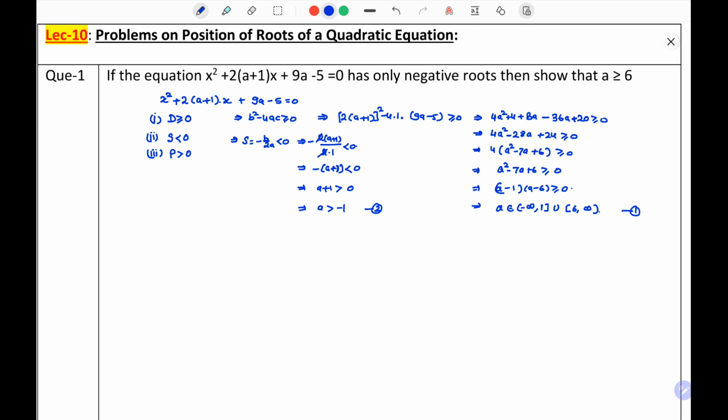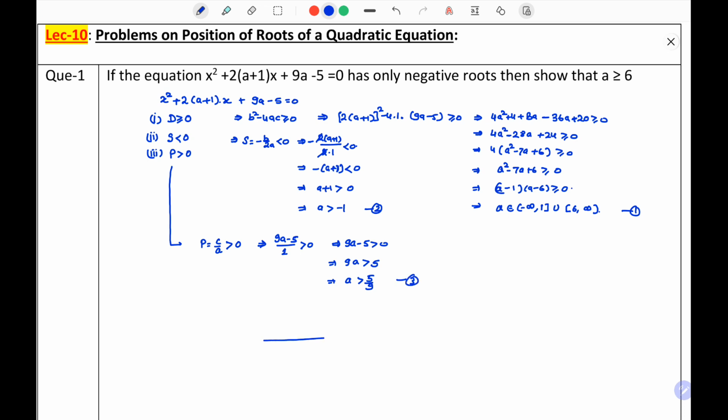Third is that product is greater than 0. Product is given by c by a in the standard equation, and it is greater than 0. This implies that c is here 9a minus 5 divided by coefficient of x square, which is 1, and it should be greater than 0. This implies that 9a minus 5 is greater than 0, or 9a is greater than 5, or we can say a is greater than 5 by 9. This is our third condition.